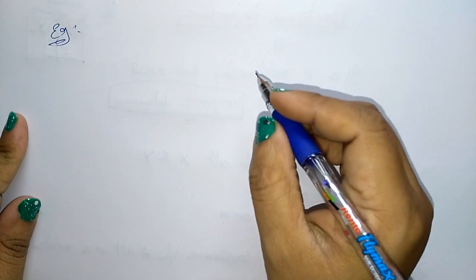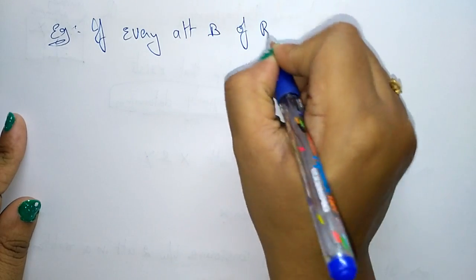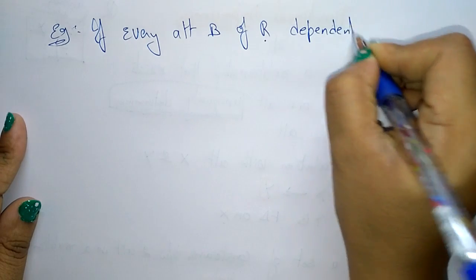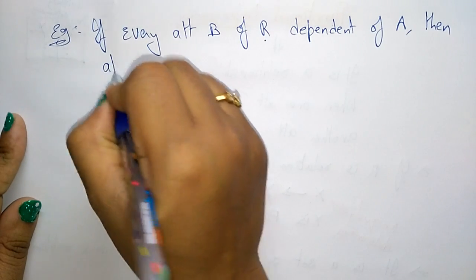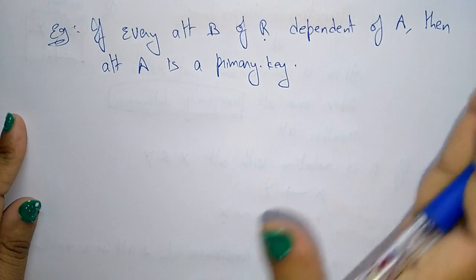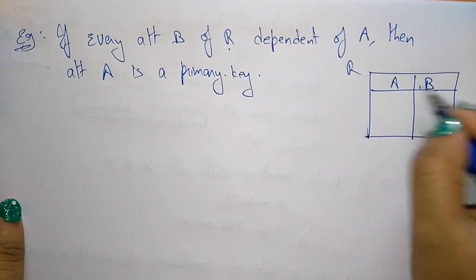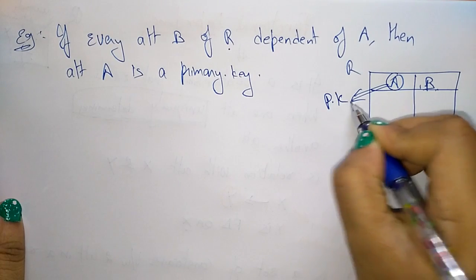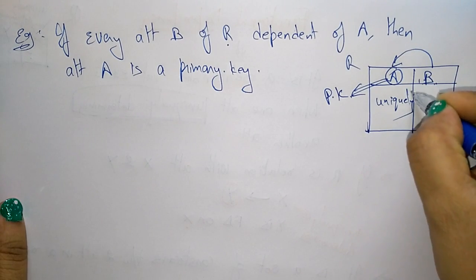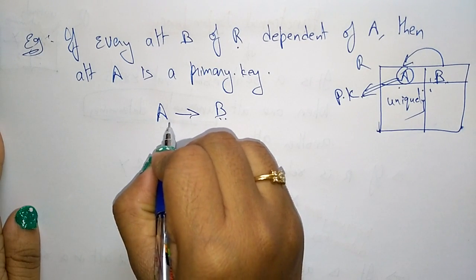Example. Suppose R is a relation, meaning the table name, and A and B are attributes in the table. If attribute B depends on A, then attribute A is a primary key. A primary key is an identification key which uniquely determines. So this attribute A is represented as a primary key, meaning it uniquely determines. That's why B always depends upon A. If B depends upon A, then a functional dependency exists between these two attributes. B is functionally dependent on A.